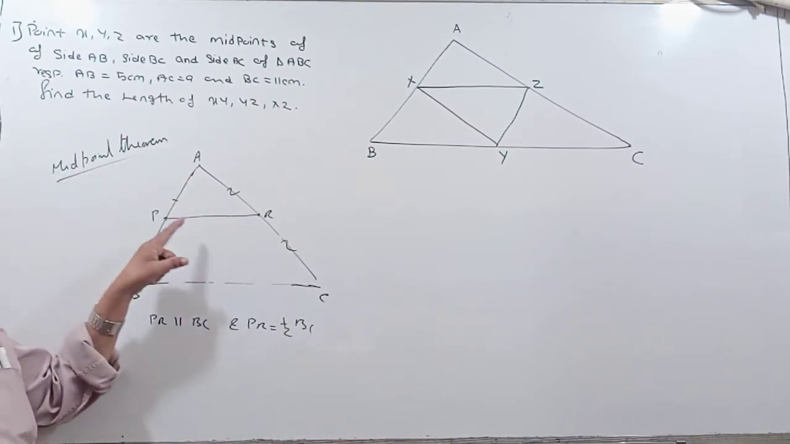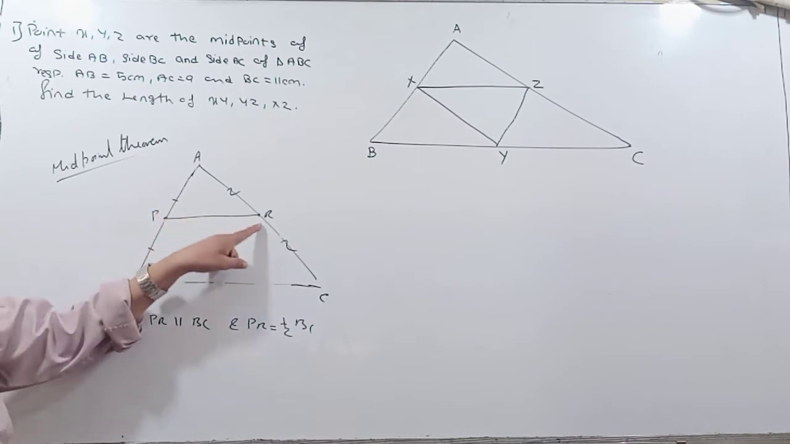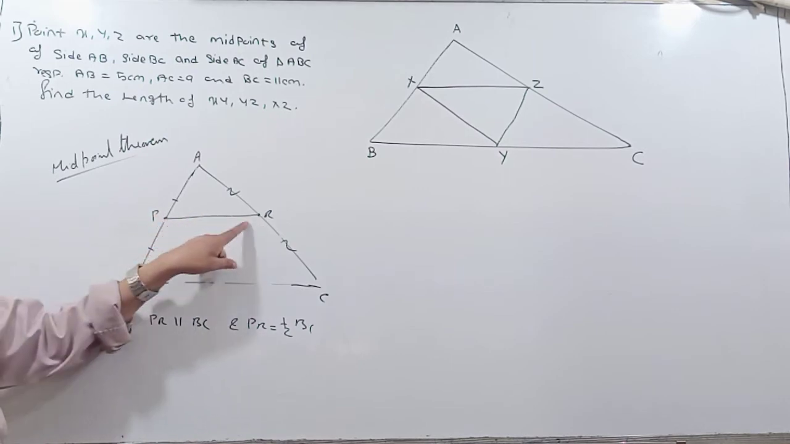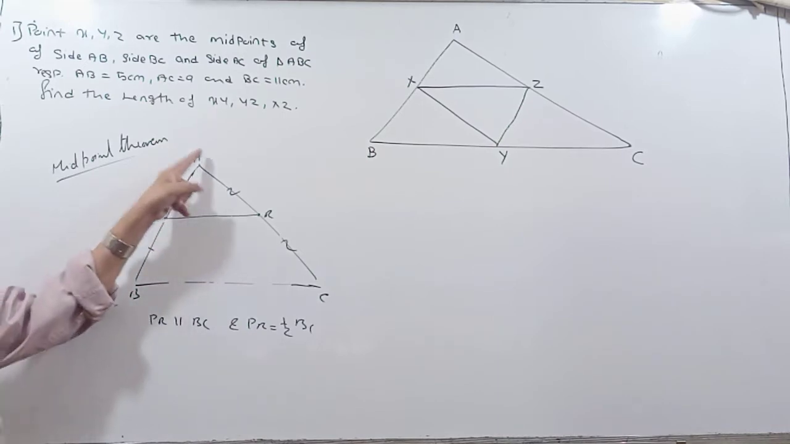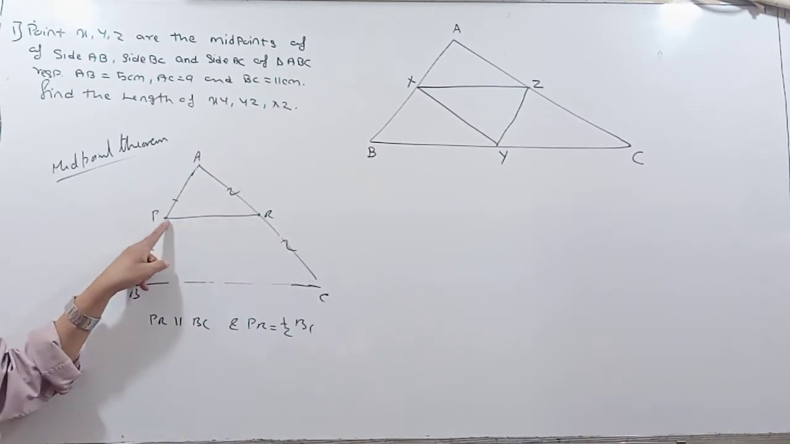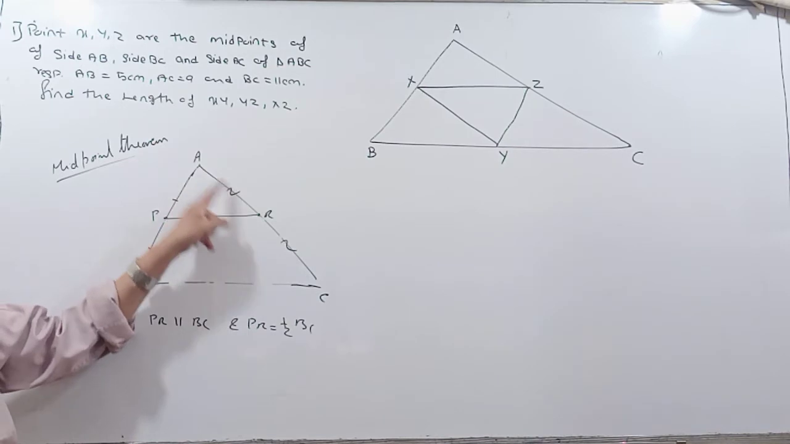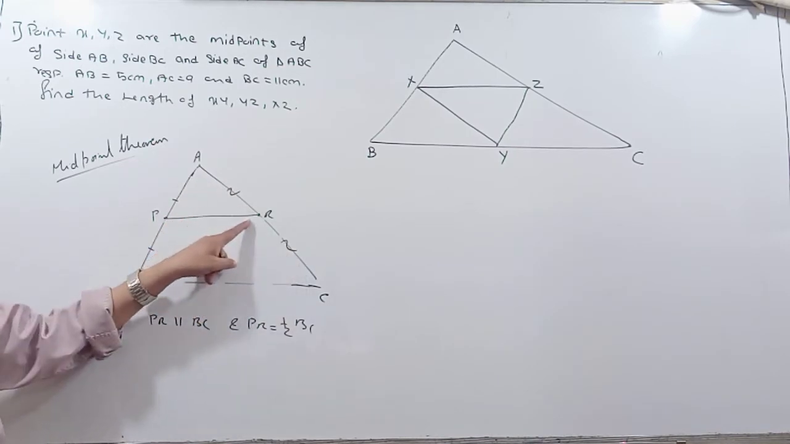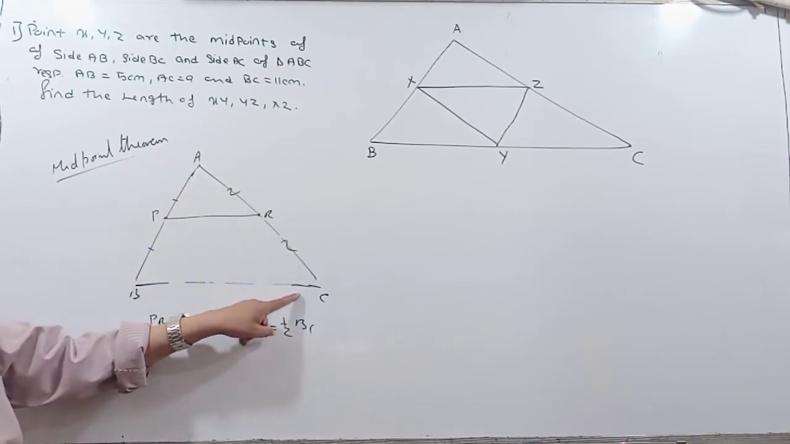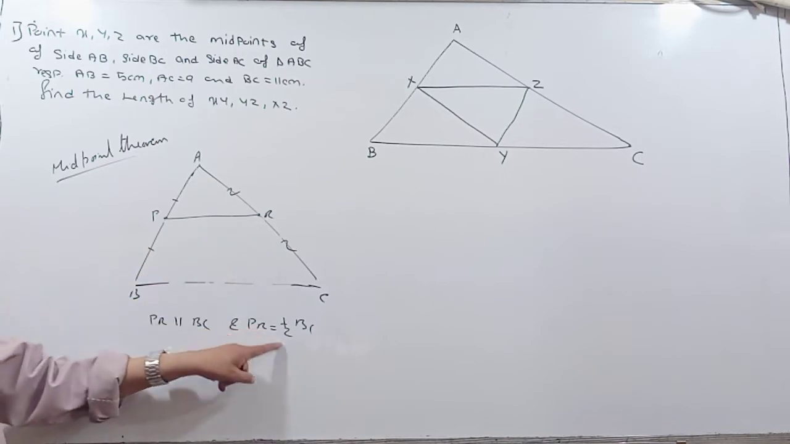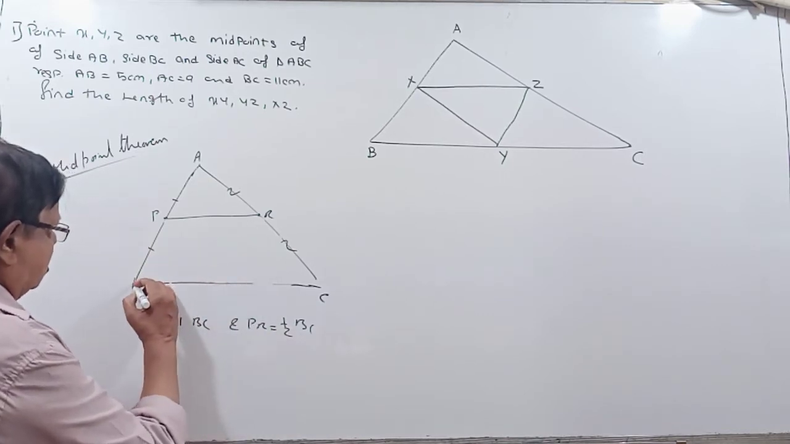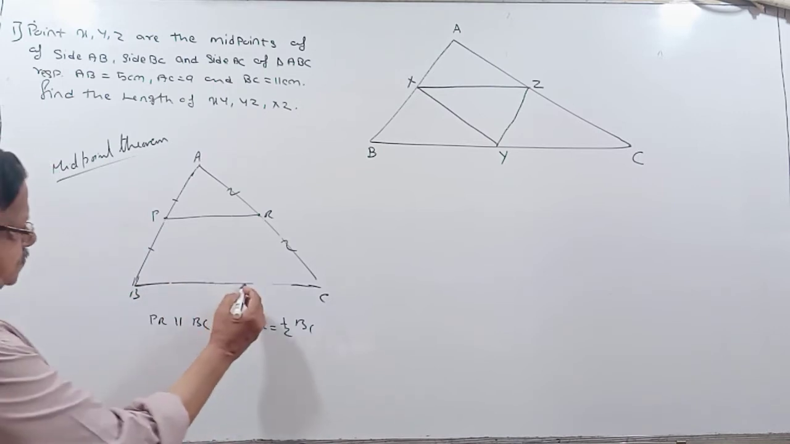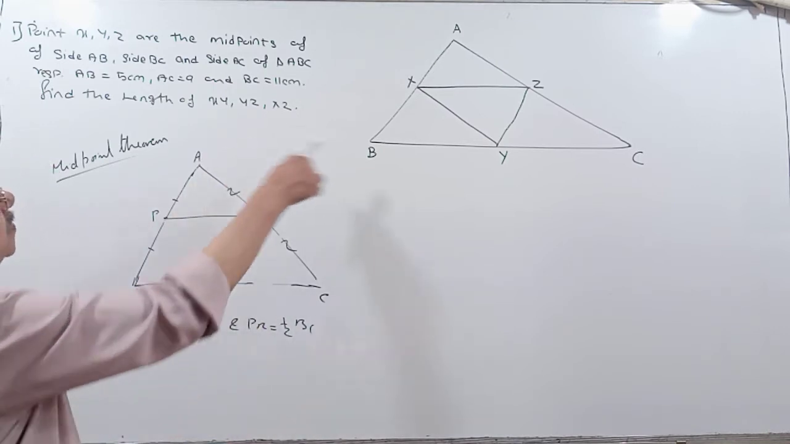If you join the midpoints of two sides, that segment will be parallel to the third side. This is one side, second side, the midpoint of one side, this is the midpoint of the second side. This segment PR is parallel to BC and also PR equal to half of BC. This is the midpoint theorem. Already the proof has been given. Now I will use this theorem for solving this.